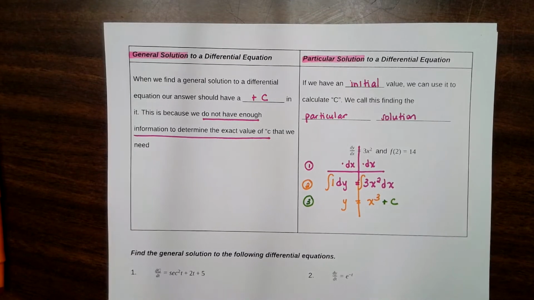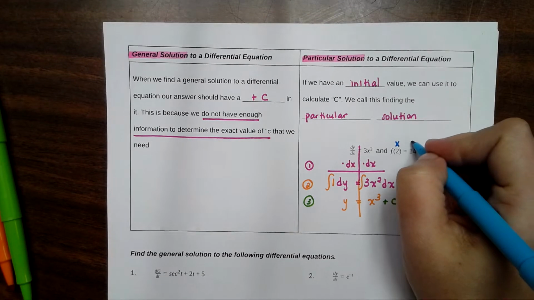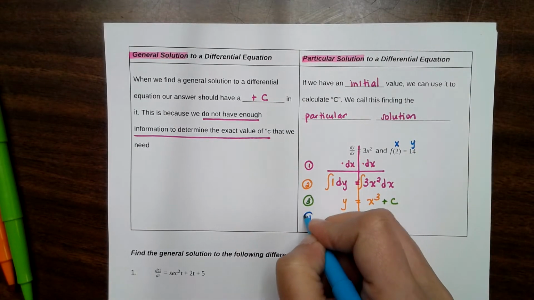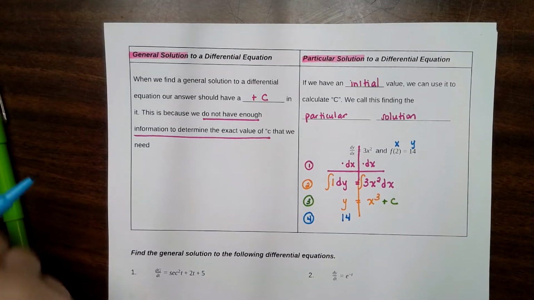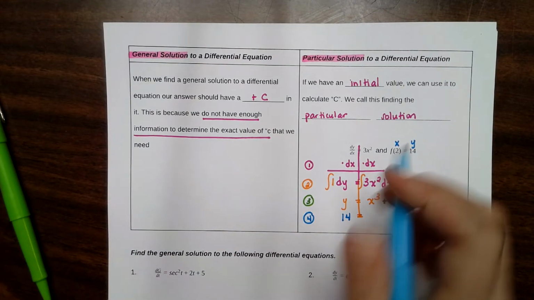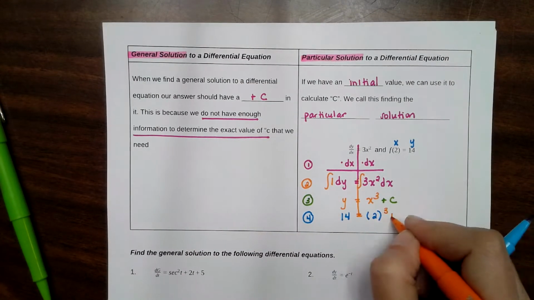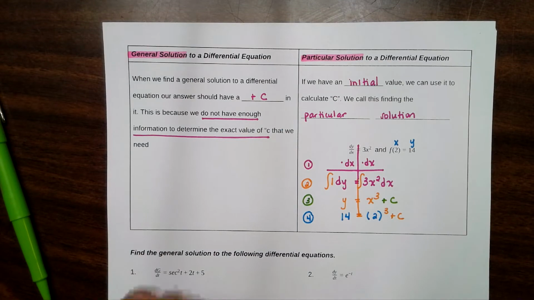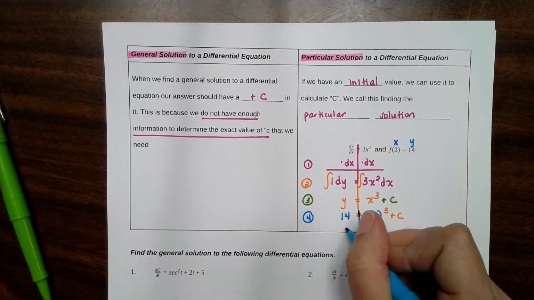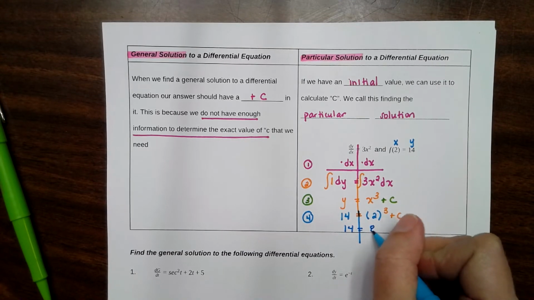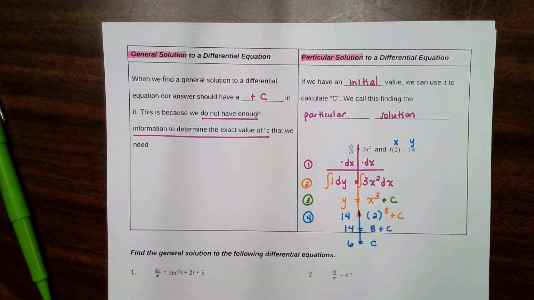Now, as a follow-up, as a fourth step here, I'm going to take this x and this y, and I'm going to substitute them into this equation. So I would have 14 equals, and the x value I'm substituting is 2 cubed plus c. Using now this equation, I can actually find the value of c. So 2 cubed is 8, which means I have 14 equals 8 plus c. And if I subtract 8 on both sides, I get c.